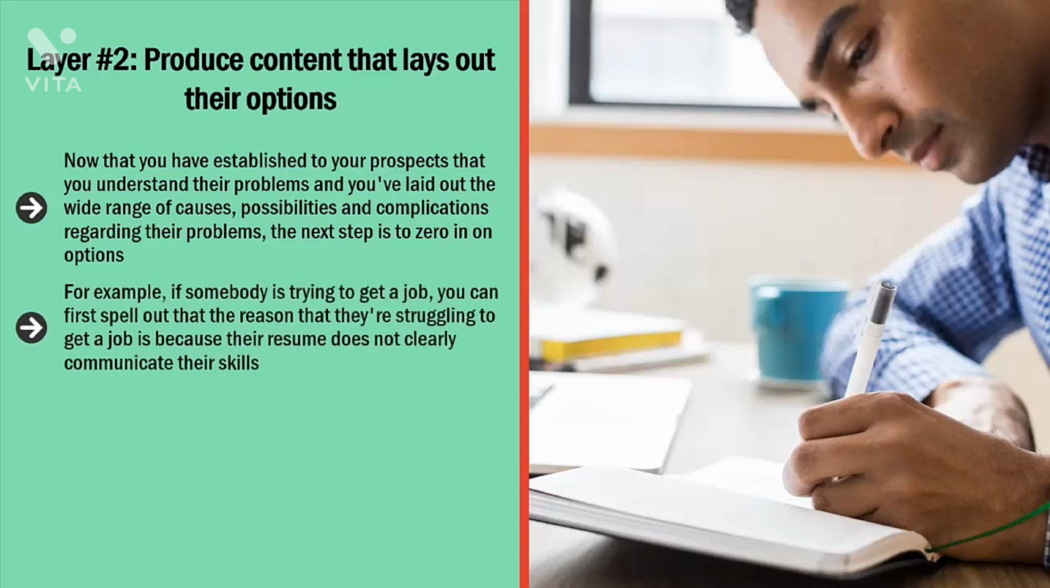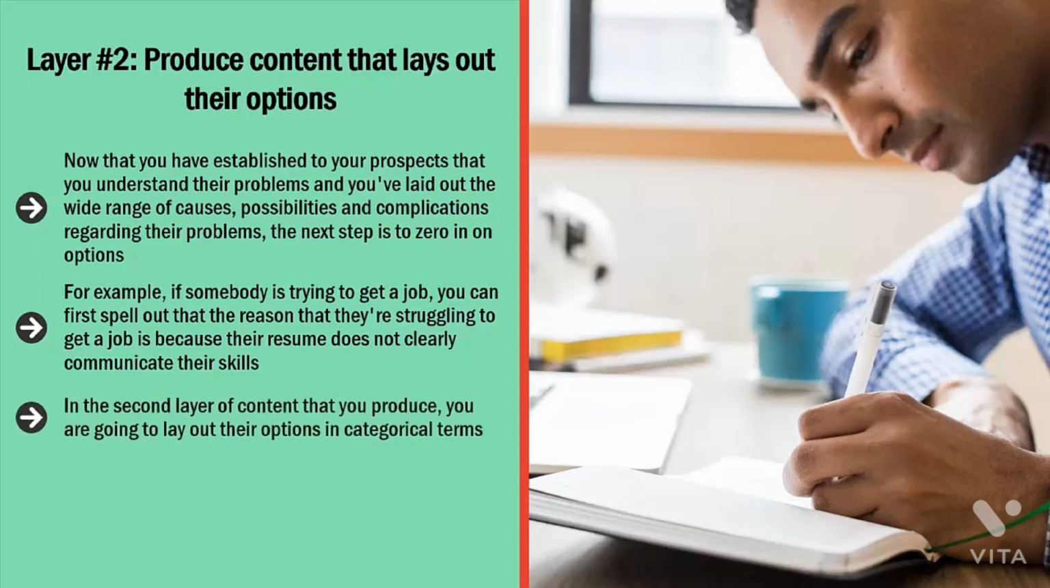For example, if somebody is trying to get a job, you can first spell out that the reason they're struggling to get a job is because their resume does not clearly communicate their skills. You can also lay out other possibilities, such as they may be applying to the wrong jobs. There might be a mismatch between the availability of jobs in their city and their qualifications. In the second layer of content that you produce, you're going to lay out their options in categorical terms.